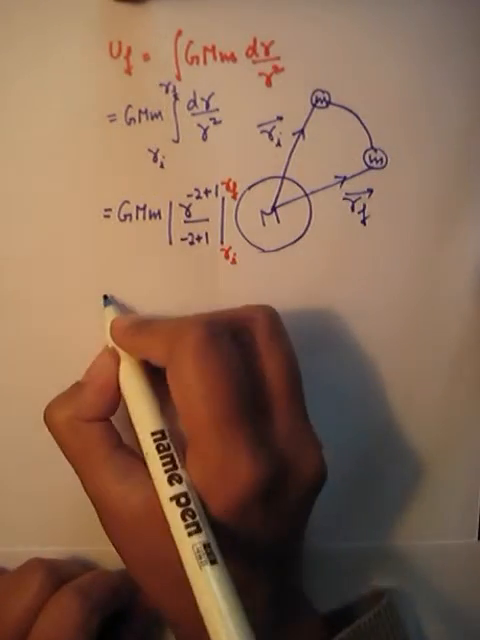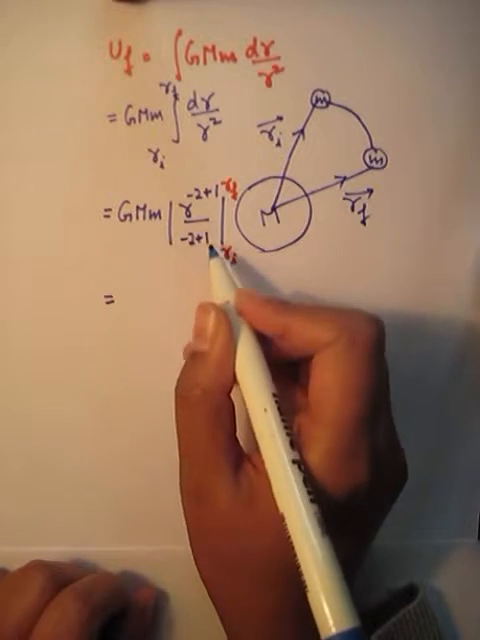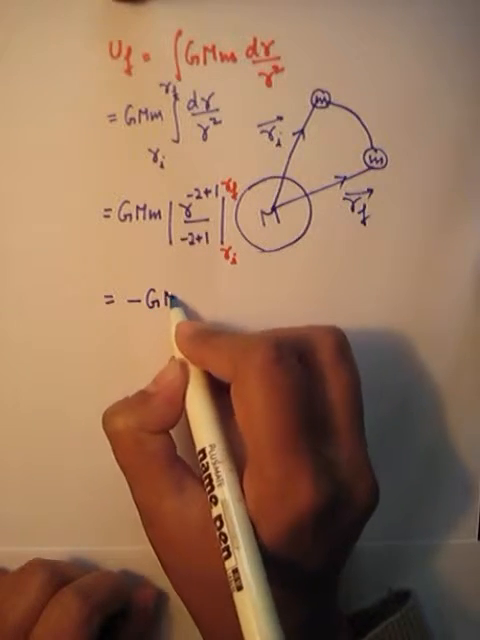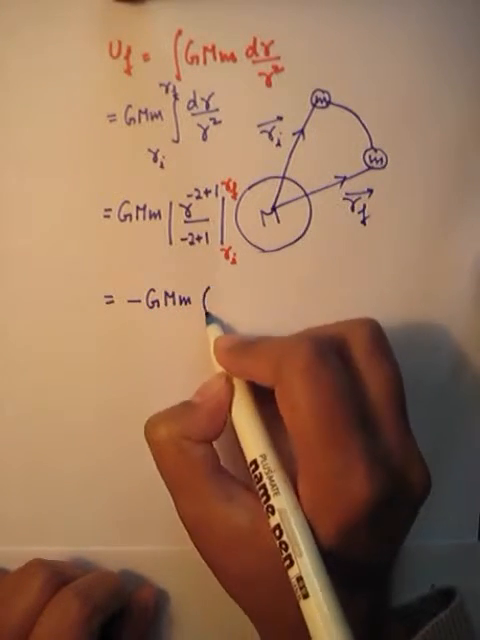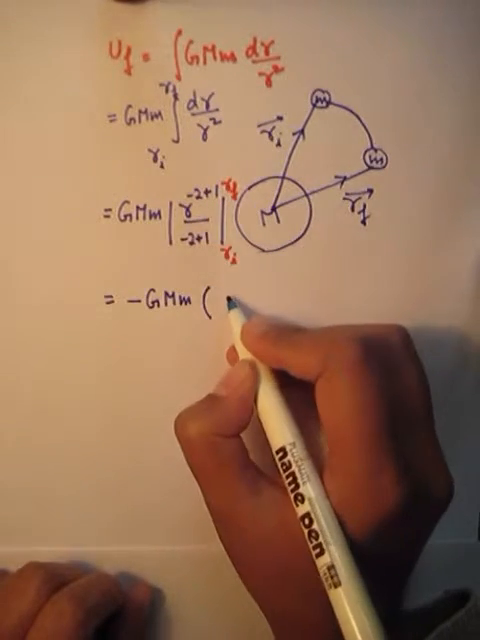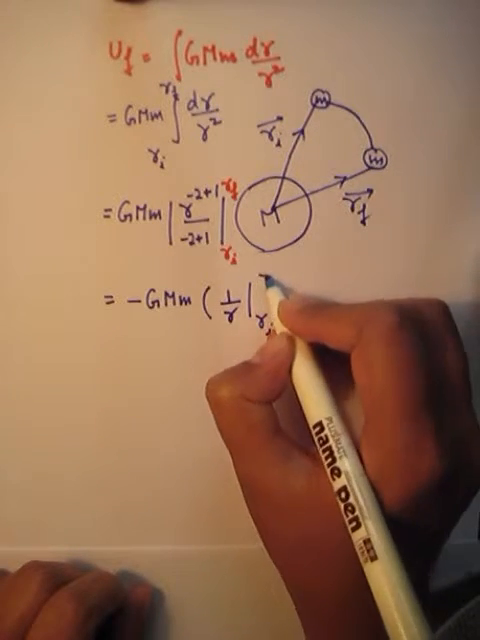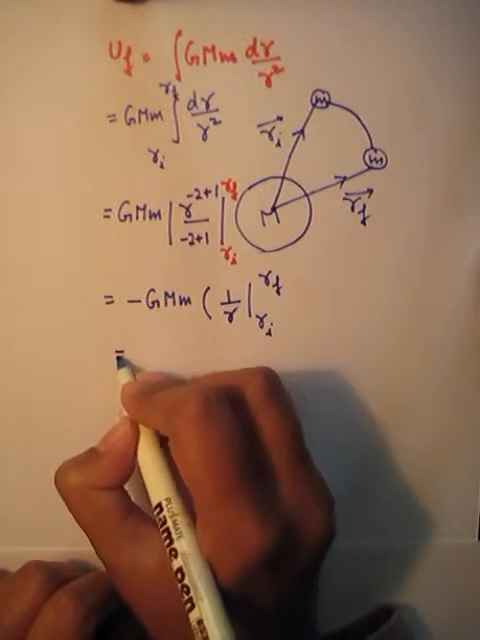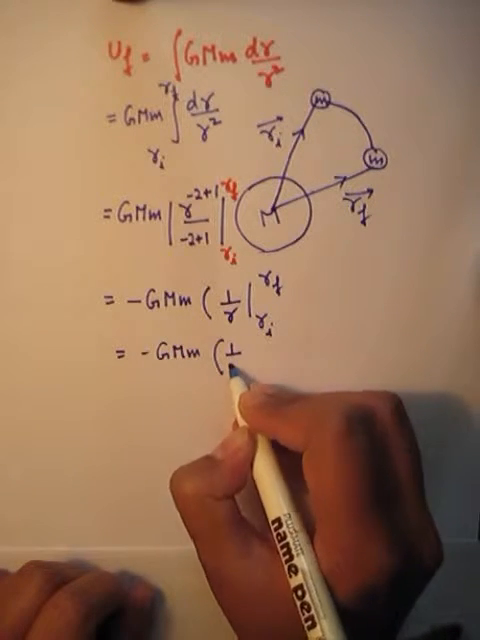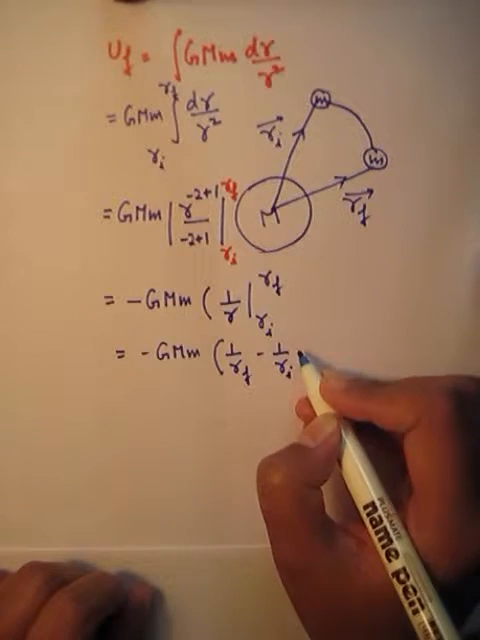So we can also write it as, because the numerator will give minus 1, so it will be minus G capital M small m, and it will give you r to the power minus 1, so it will be 1 upon r, integral from Ri to Rf. So we can also write it as 1 upon Rf minus 1 upon Ri.